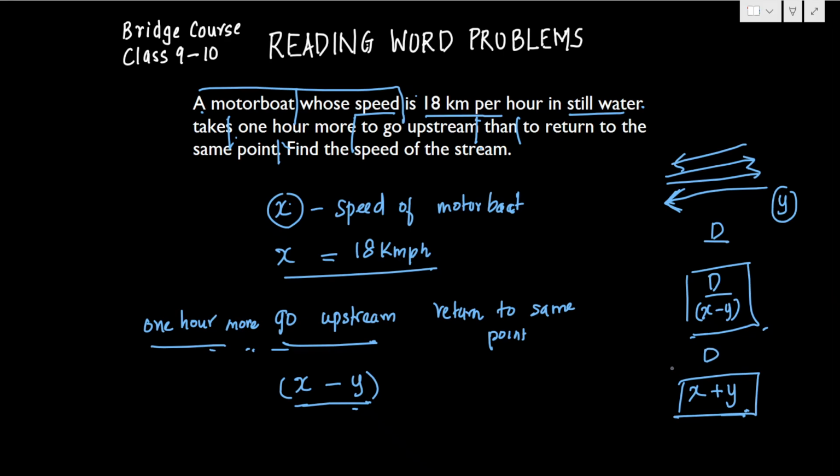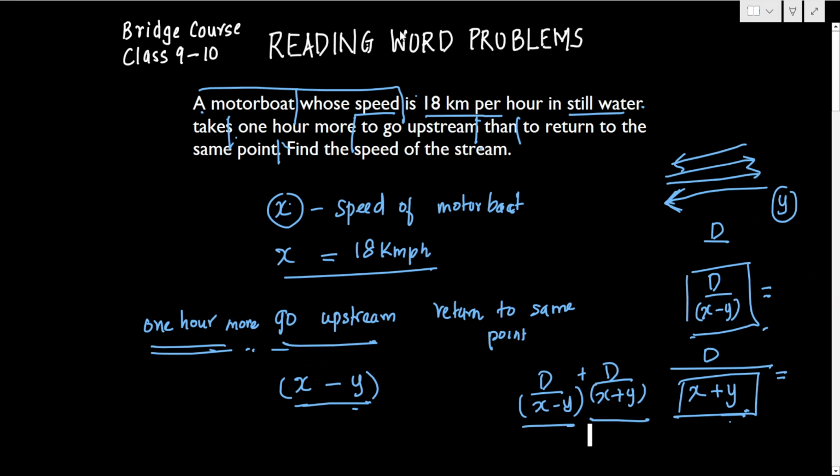So the time taken to come down is distance by x plus y. So while going up, it takes 1 hour more. So d by x minus y is greater than d by x plus y. I'm sorry, the time taken while going up is more than the time taken while coming down. How much is it more? 1 hour more. So how do we write it then?